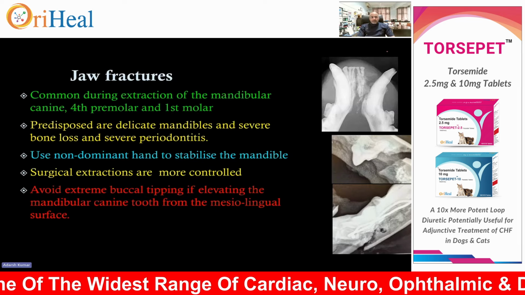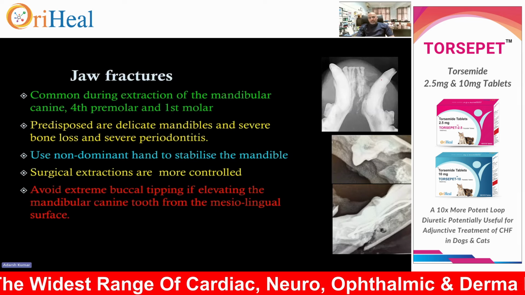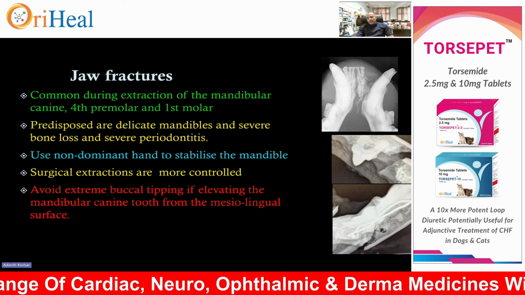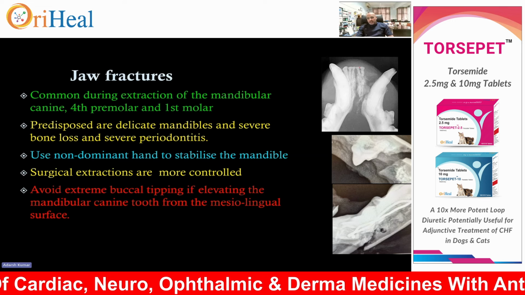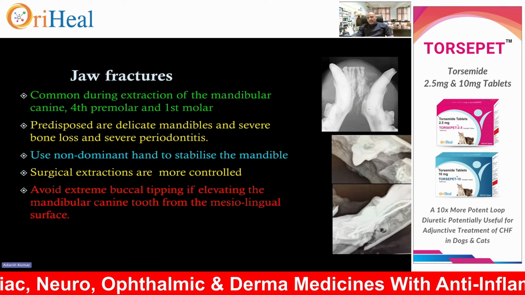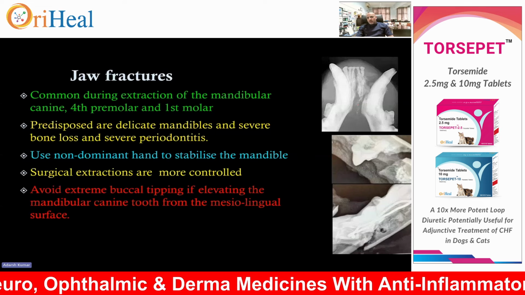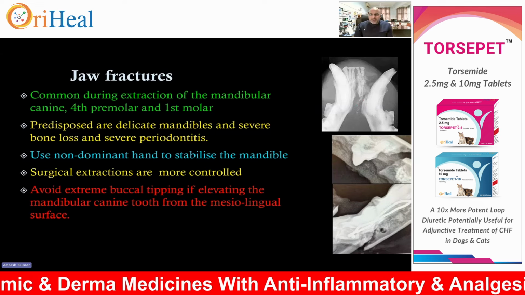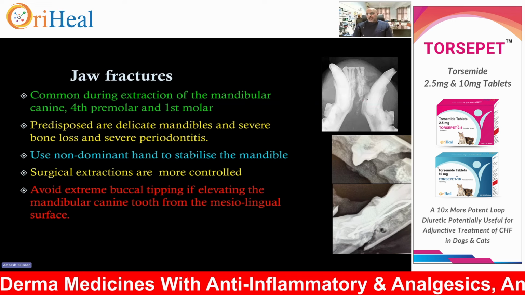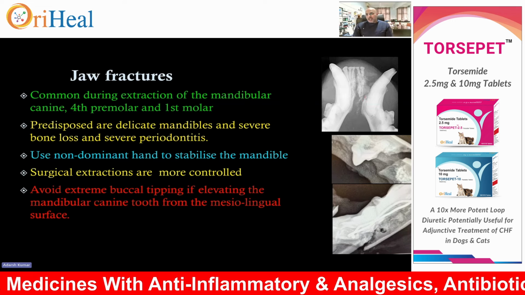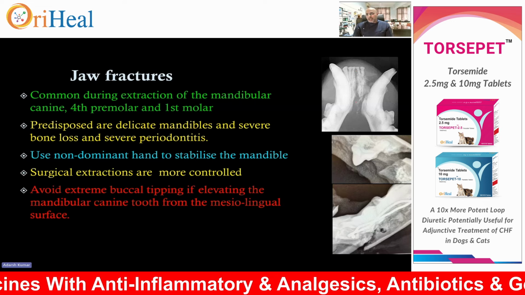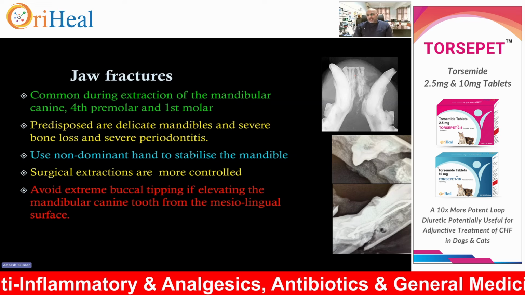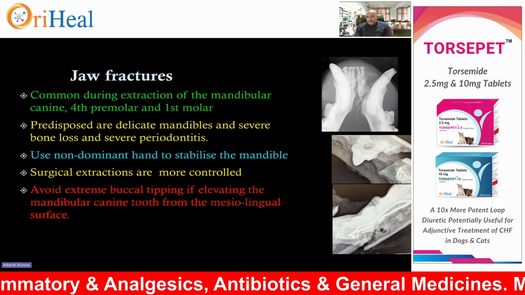Jaw fracture is very common in a case where you want to extract the lower canines. Look at this, this is the mandibular symphysis here. Look at the root of the lower canine very close to the mandibular symphysis, especially if it is a puppy or a cat. You've got to be very, very gentle here. Otherwise, a little bit of pressure can break it and cause a fracture of the mandibular symphysis. And then you have to do a wiring over here.